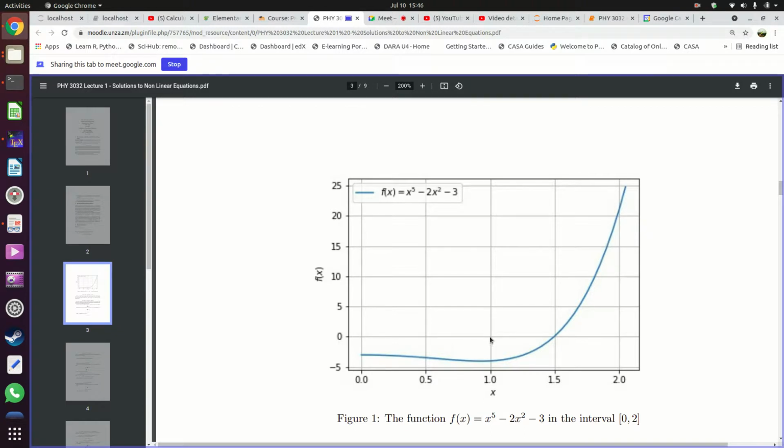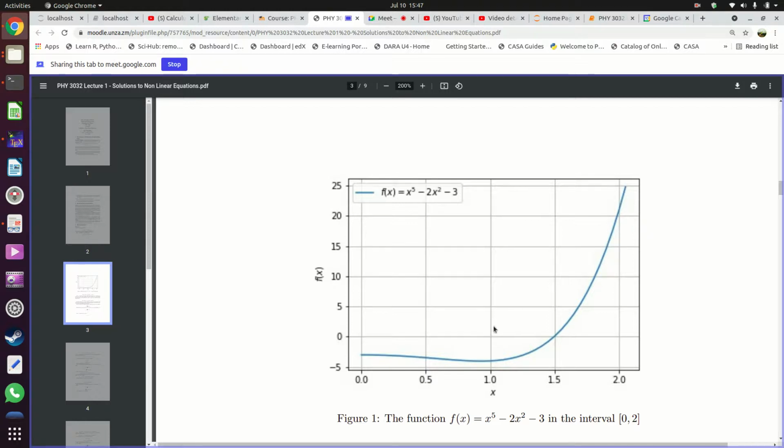Which bracket has got the answer we're looking for? Is it the one from 0 to 1 or from 1 to 2? I think it's from 1 to 2. You don't even have to think, you just look, because between 0 and 1, the function doesn't cut the x-axis. Does it cut the x-axis between 0 and 1? No.